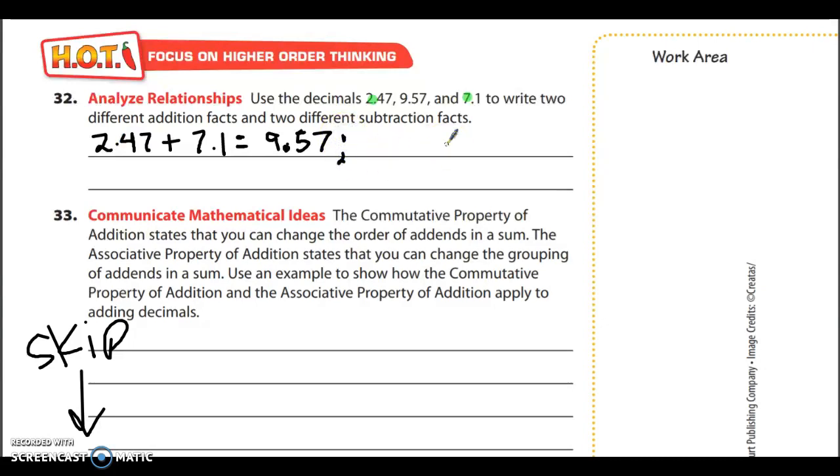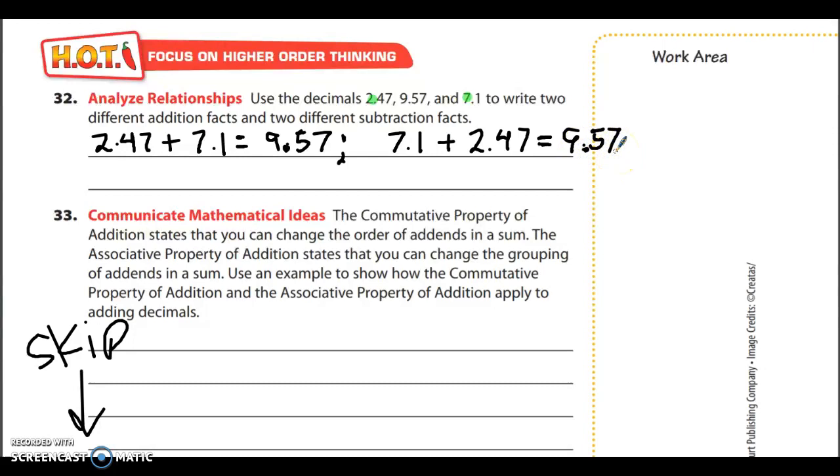Now, the only other way to write a second addition fact is to change the order of the addends. So instead of writing 2.47 plus 7.1, I'm going to just reverse the order and write 7.1 plus 2.47. And it's going to be the same sum. It's going to be 9.57. So those are my two addition facts.